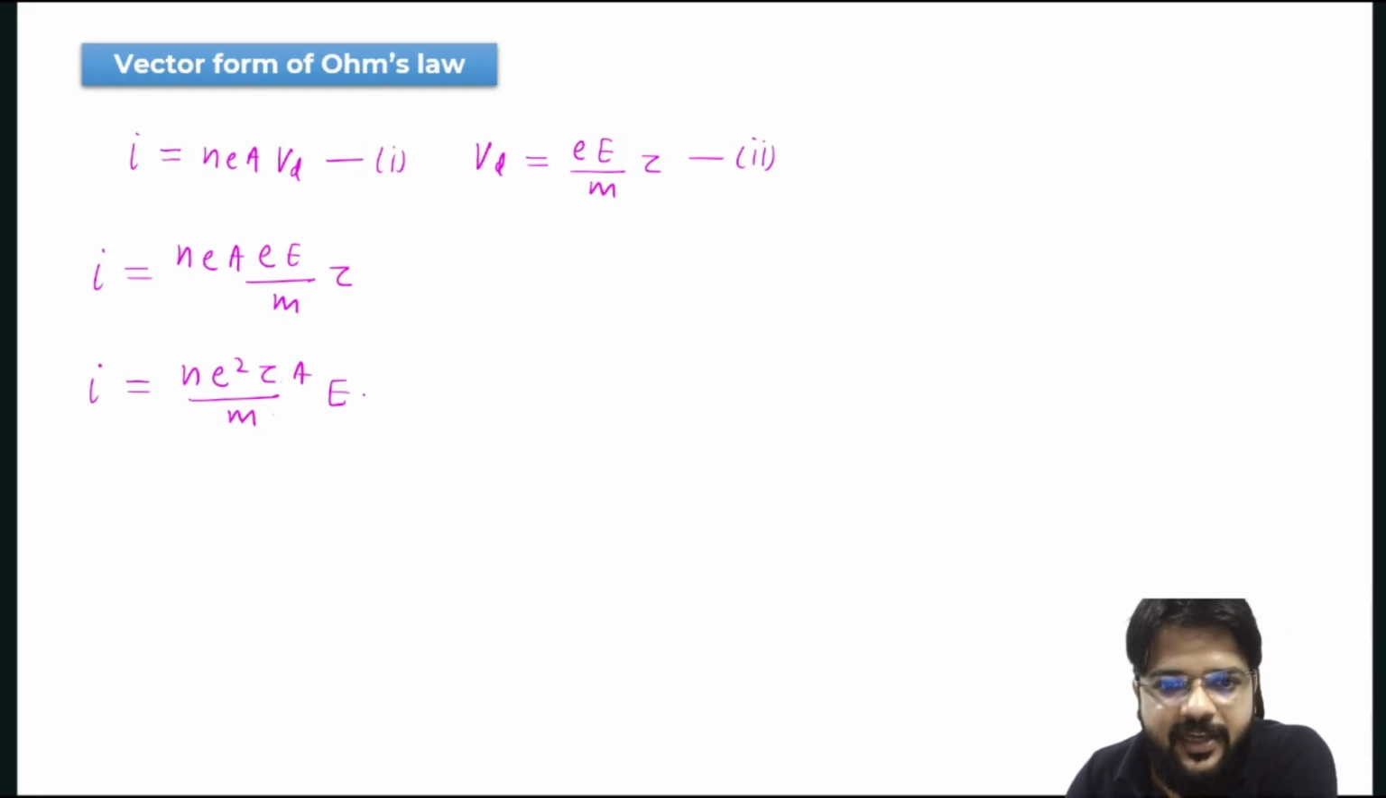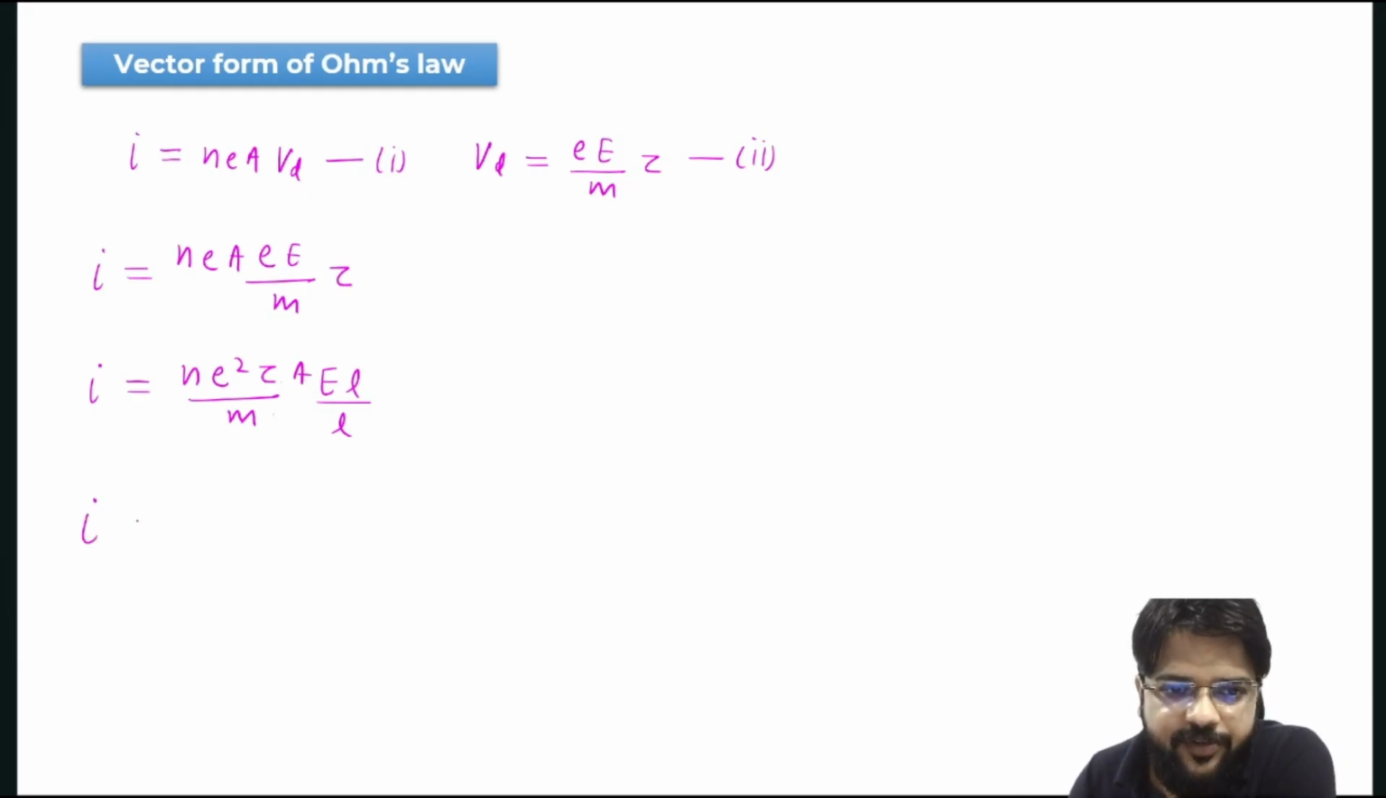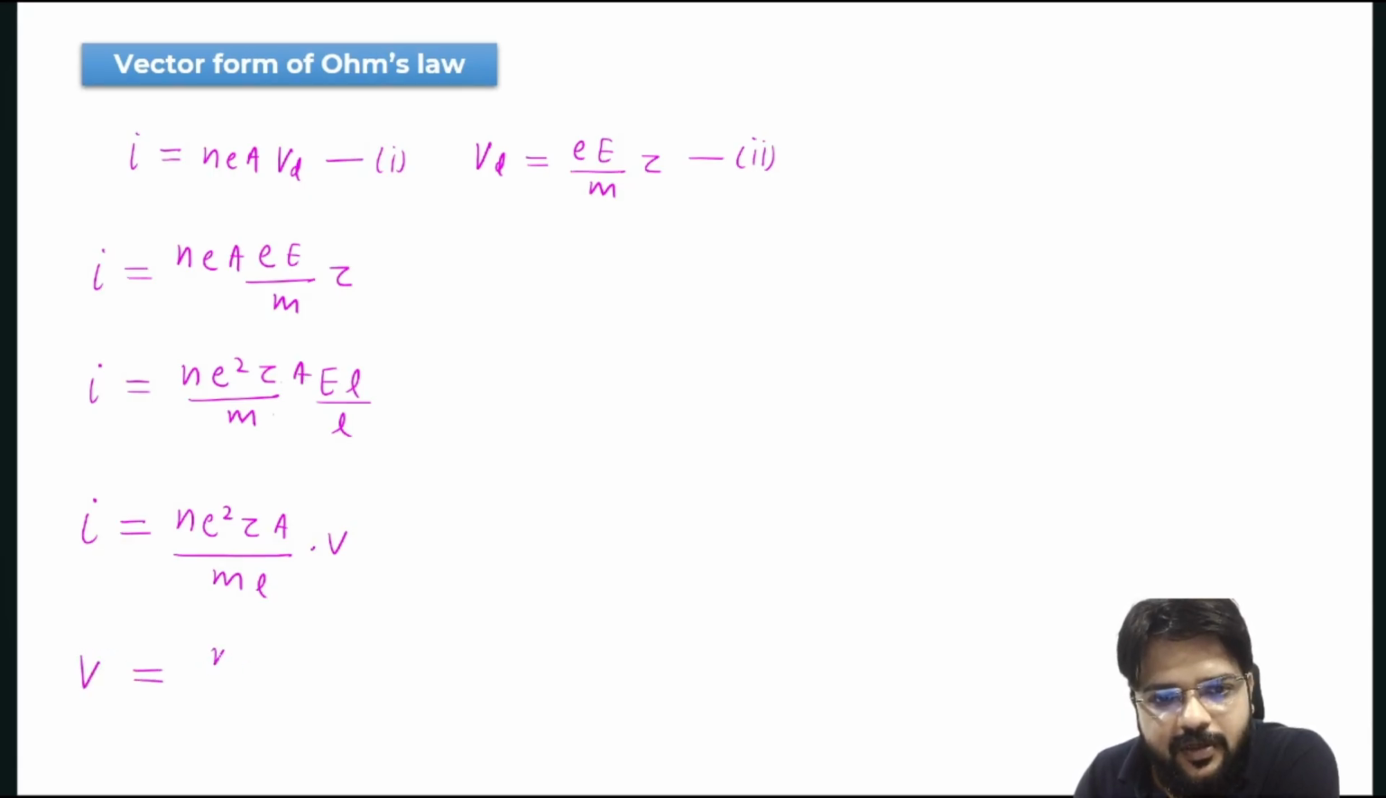Now do one thing, multiply with the length of the conductor and divide with the length of the conductor. So I am multiplying length and dividing with the length. And we know one thing, if I multiply electric field with the length, then it is equal to the potential difference across the conductor. This thing we know from the second chapter. So now we have ne square tau A by ml into V. Now simplify this, so we will get V equal to ml by ne square tau A into I. This thing we are getting, correct?